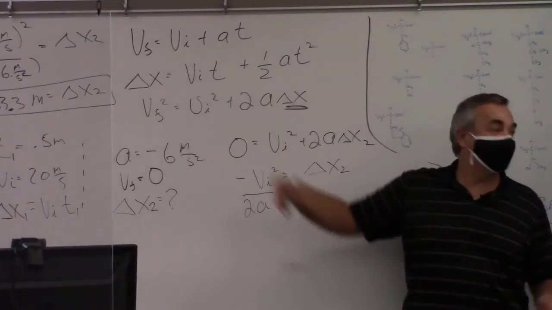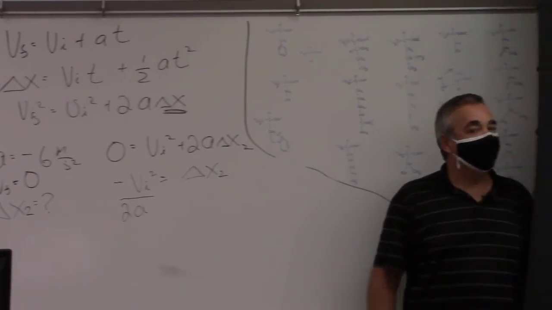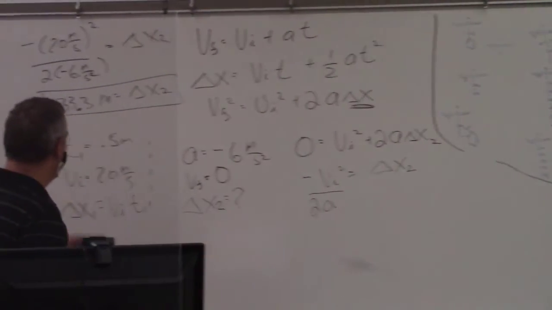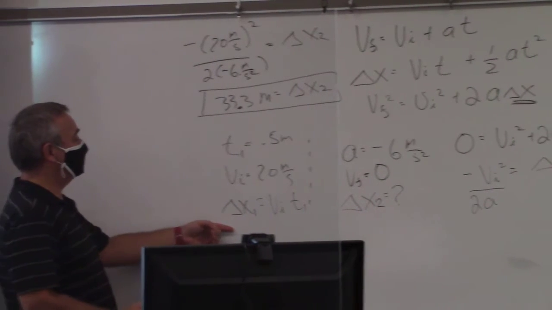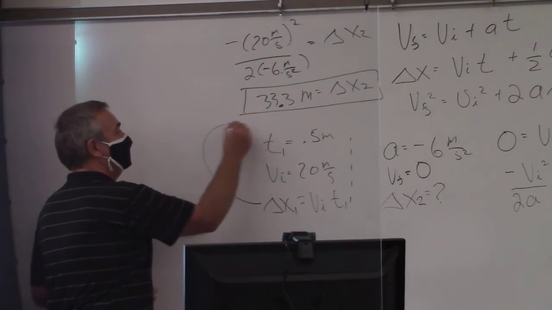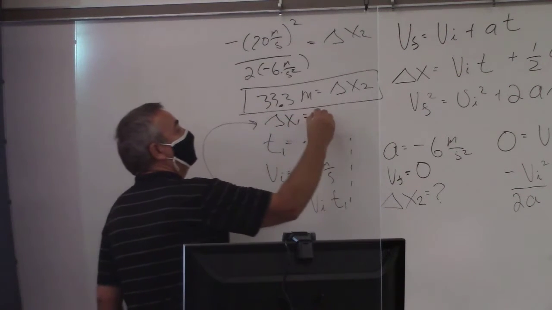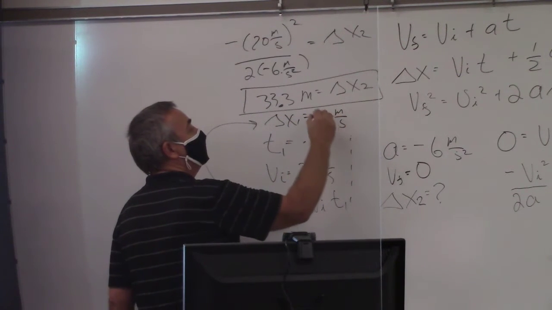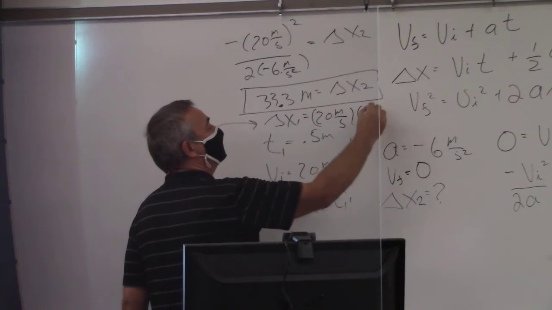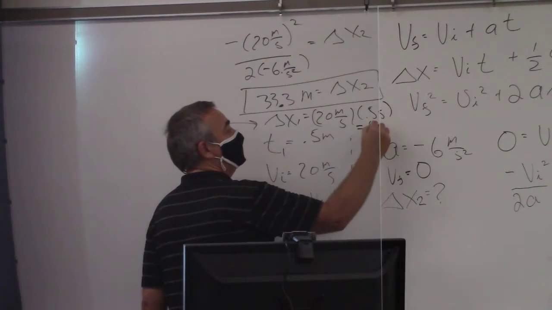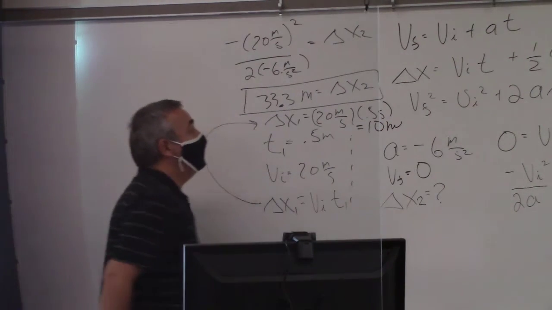That's just for the, go ahead, sorry. Is there another step then? Yes, there is. That's just for the second part here. And we still got the distance she traveled over here. So I'm going to write this here, delta x1. 20 meters per second for a half a second. So here, she actually traveled 10 meters before even hitting the brakes.